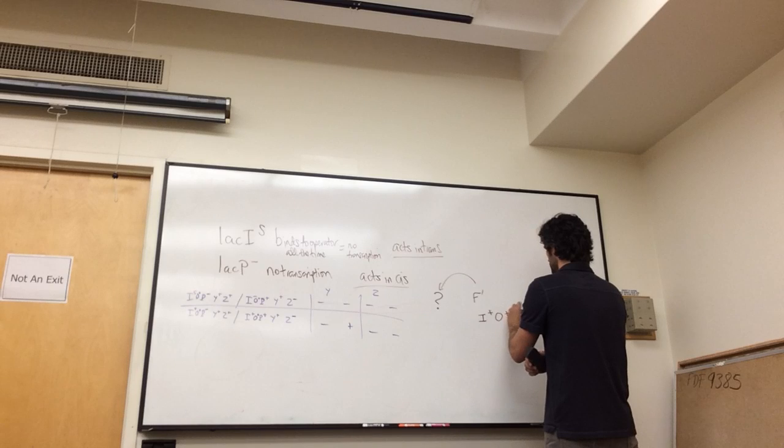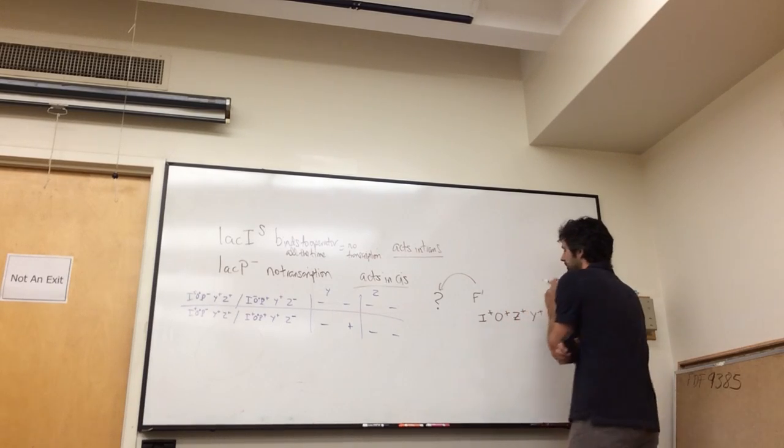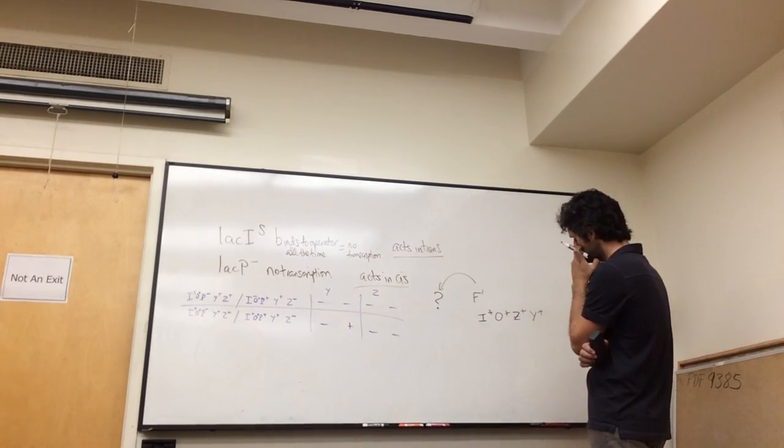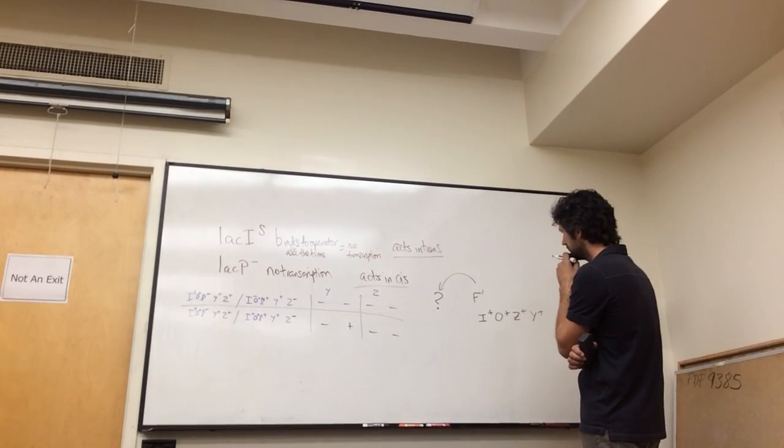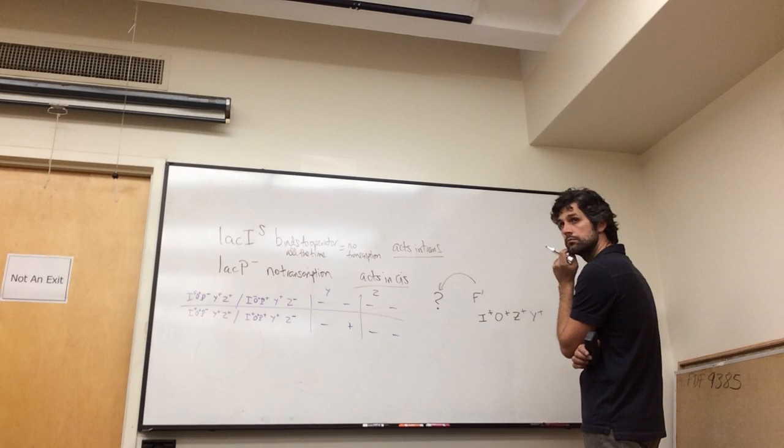Yeah. And then, because if it was P minus, you would still see Z and Y because it would only act in cis, and so one of the two operons would still be producing Z and Y. Whereas if it was lacI^S, considering that it acts in trans and is a very dominant phenotype, you wouldn't see any Z or Y. Yeah, I agree.